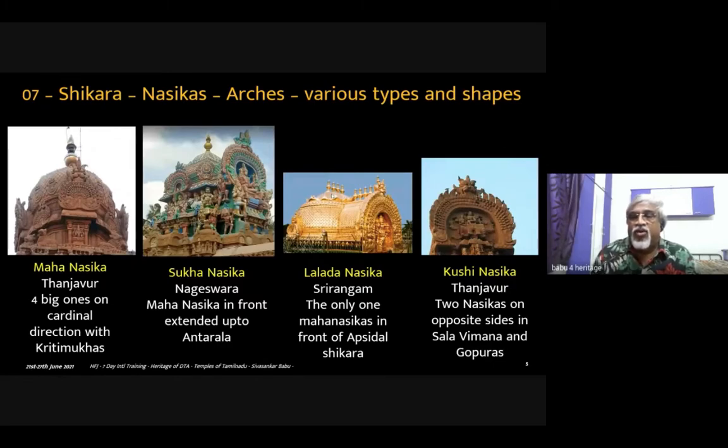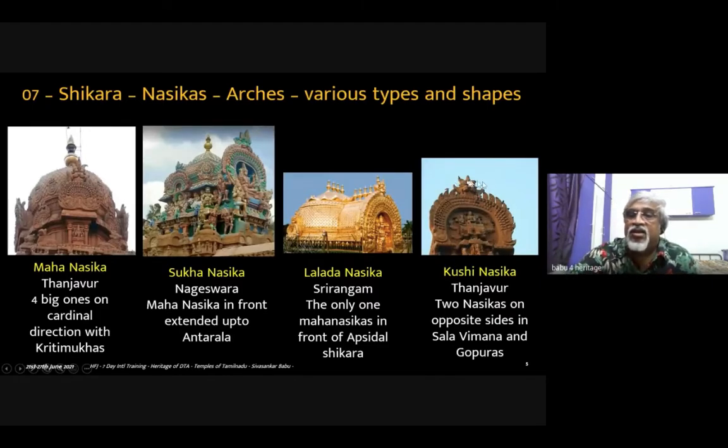The fourth component is the Kushinasika. This is something like a Kirti Mukha, but it is extended in a very, very elaborate way with a garland of fire, more details, and then sometimes the entire family of gods will be there, or there will be a small Vimana representation like how it is here. And there will be so much of ornamentation.